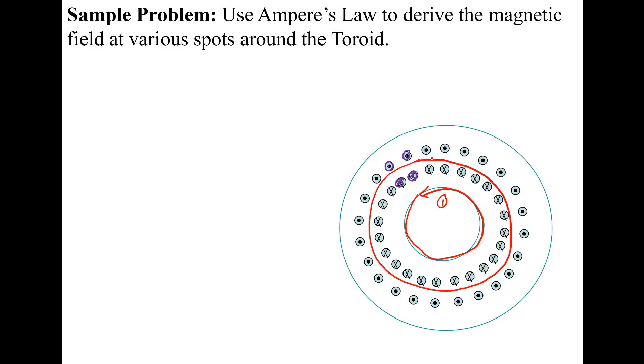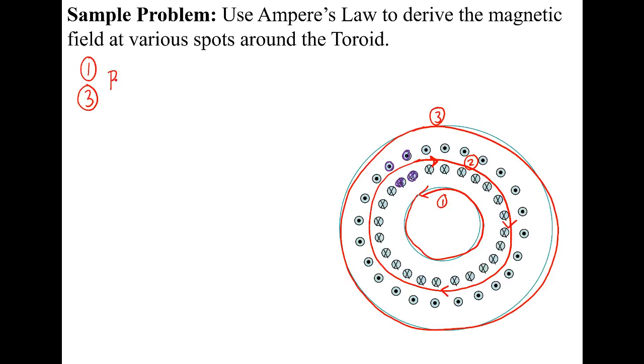And actually we'll go this way just for fun. We'll go clockwise. You'll see why in a second. And we can draw another loop out here. We'll call that loop 3. Now, the magnetic field of 1 and 3 is going to be equal to 0 because the current enclosed by each of those loops is 0.